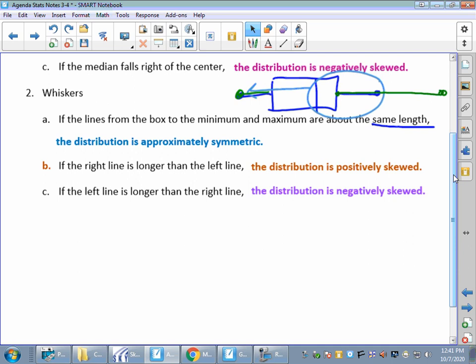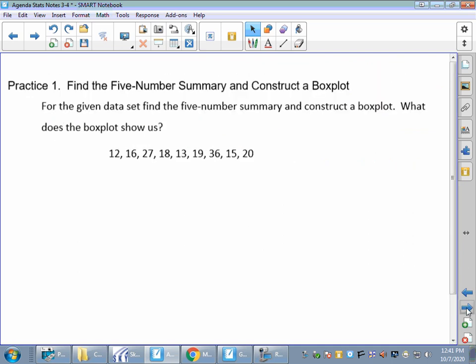So I'll ask you questions like that. Looking at this box and whisker, what does it tell you? So let's create one. I got one practice here. Practice 1 says, find the 5-number summary and construct a box plot.